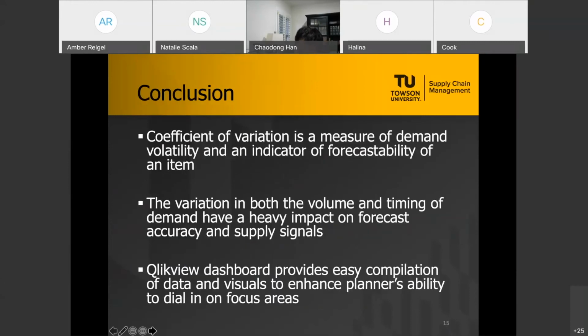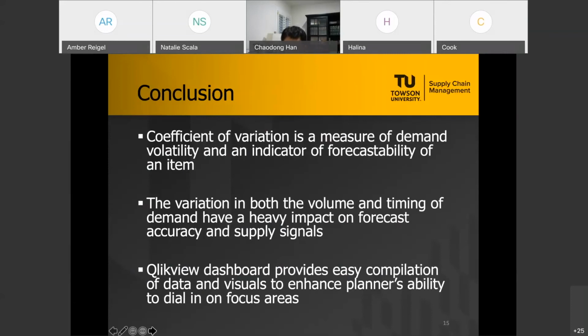Next slide. So in conclusion, the coefficient of variation is a measure of demand volatility and an indicator of the forecastability of an item. The variation in both the volume and the timing has a heavy impact on forecast accuracy and the signals that we send to supply. And the QlikView dashboard provides an easy compilation of data and visuals to enhance the planner's ability to dial in on focus areas.